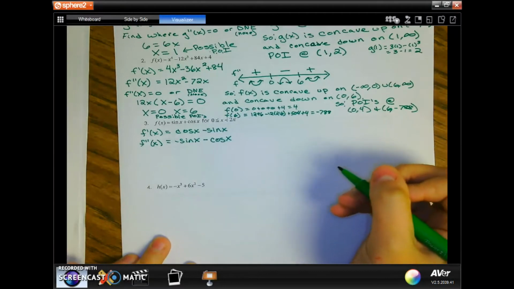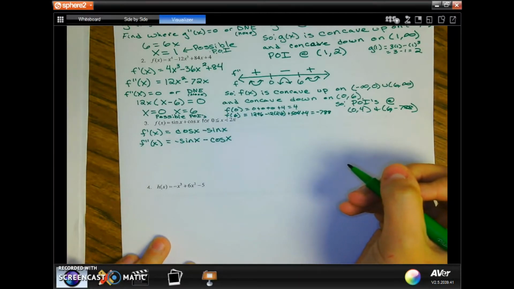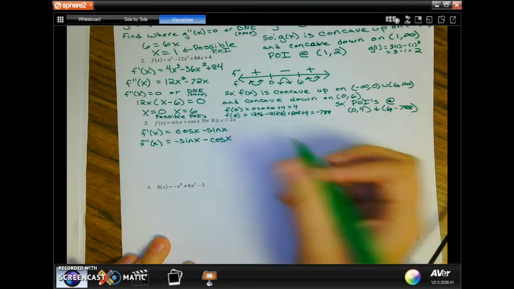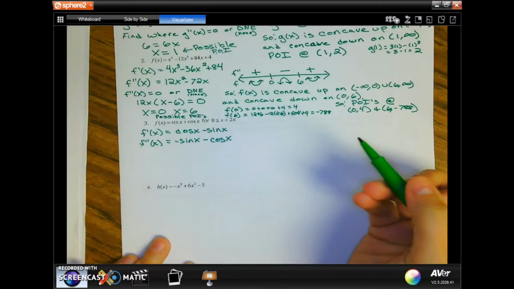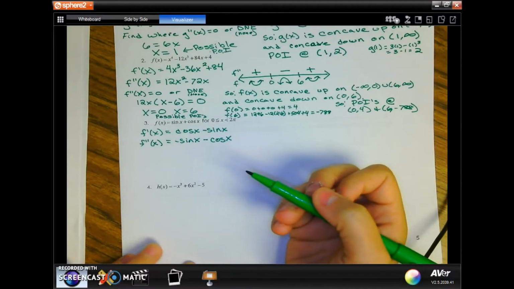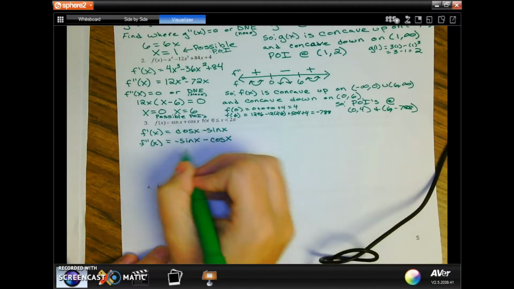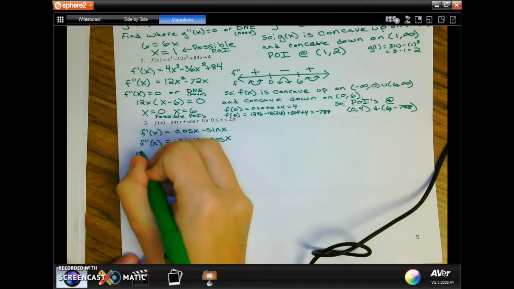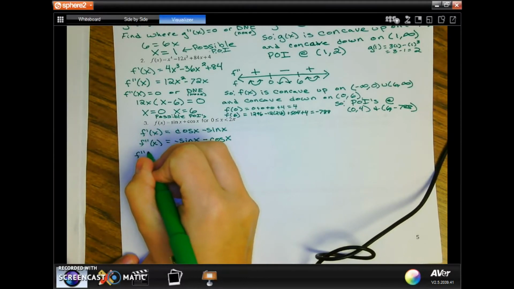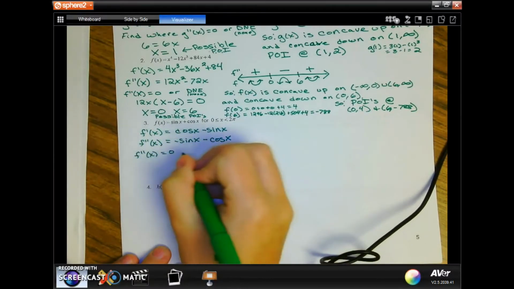Okay, so now I took the second derivative, and now I need to figure out where the second derivative equals 0 or where the second derivative does not exist. I don't need to worry about this not existing anywhere because it's sine and cos, so it's bounded. I'm not dividing by 0 or anything like that. But I can figure out where that equals 0.